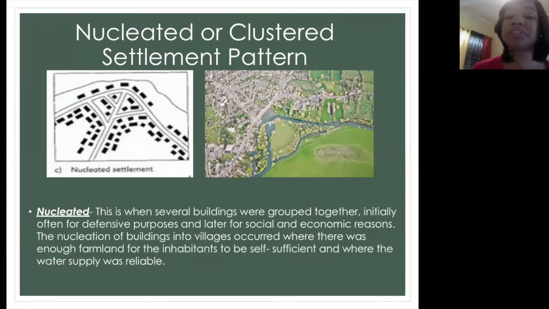Another purpose for these types of settlements would definitely be social and economic. In these types of settlement patterns, if you remember what we discussed yesterday as it relates to your sphere of influence, you won't have to travel a long distance to get services that are necessary for your survival. So right there in that settlement, you will have everything that inhabitants need to survive. So when you think about your nucleated settlements, these ones are definitely more in a cluster.